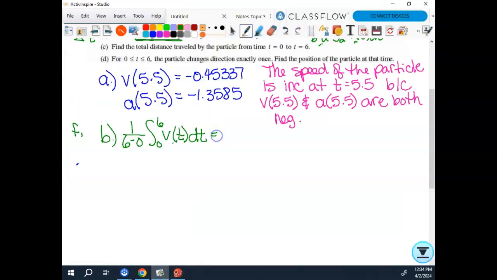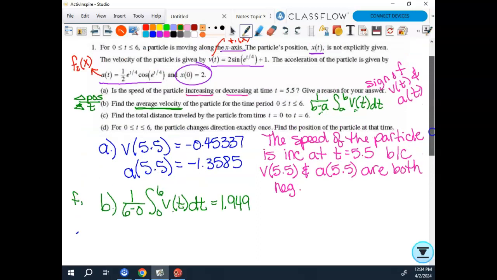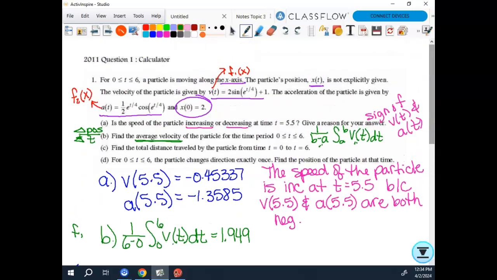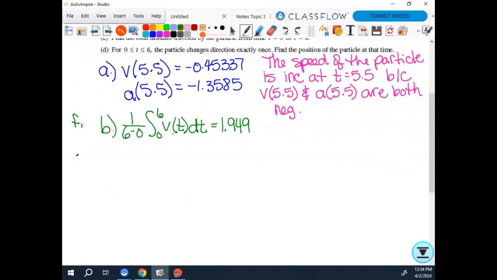This would equal 1.949. So it's velocity. Let's pretend like t is in minutes, and the distance is in feet. Okay, can we do feet and minutes just because it's bothering me that there's no units, and I want to make sure you know how that works. So this would just be, since it's average velocity, feet per minute. Okay.